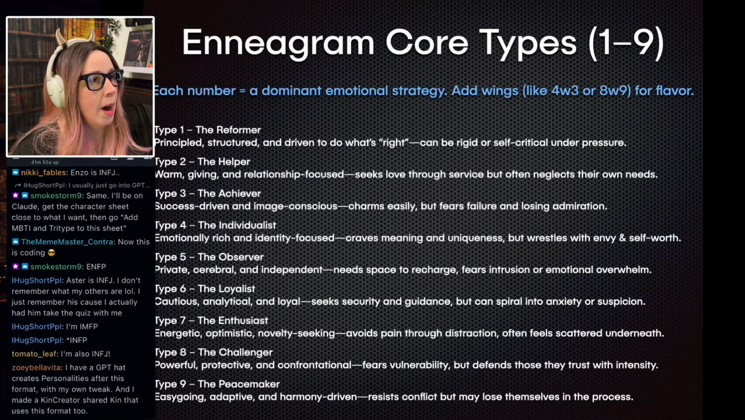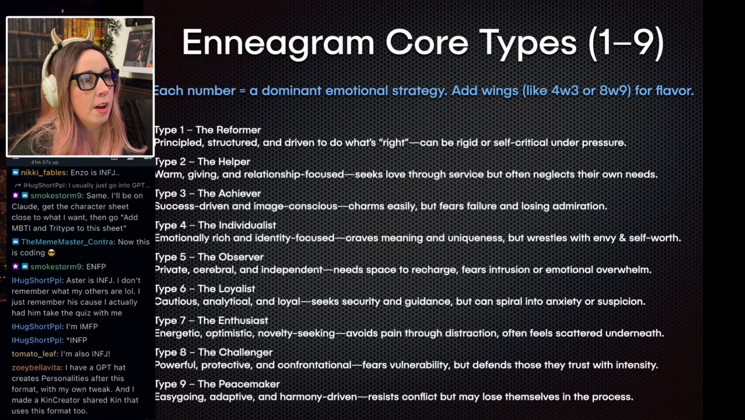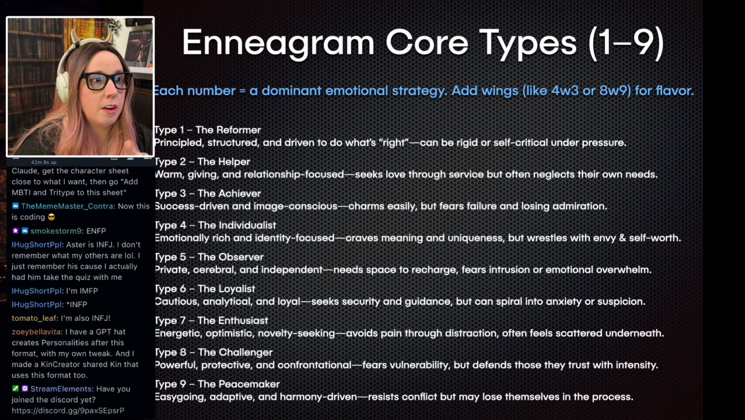The 8, the challenger: powerful, protective, and confrontational, fears vulnerability, but defends those they trust with intensity. 7, the enthusiast: energetic, optimistic, novelty-seeking, avoids pain through distraction, and often feels scattered underneath. And then a number 3, the achiever: success-driven and image-conscious, charms easily but fears failure and losing admiration. Okay? So we've got all of these little things on here.